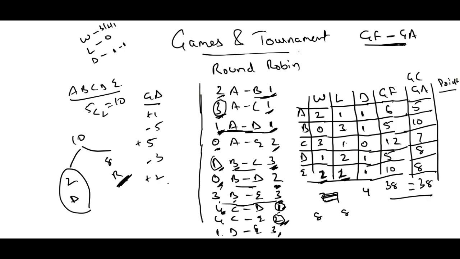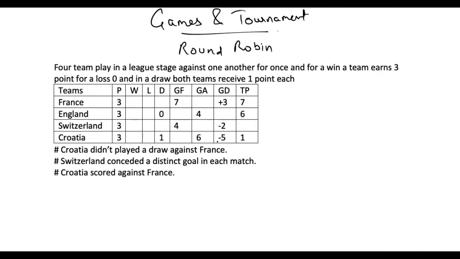So this is how a question on a football tournament works: how to read a table, how to cross check a table, and how to make the goals through the concept of goal distribution. Let us apply this concept in a question. We have 4 teams and they play a league stage, that is they play against each other once, and for a win a team earns 3 points, for a loss it earns 0, and in case of a draw, both teams will receive 1 point each.